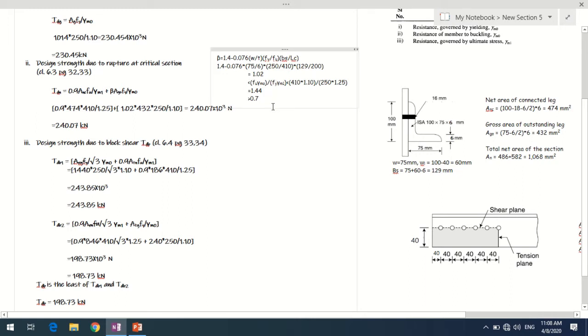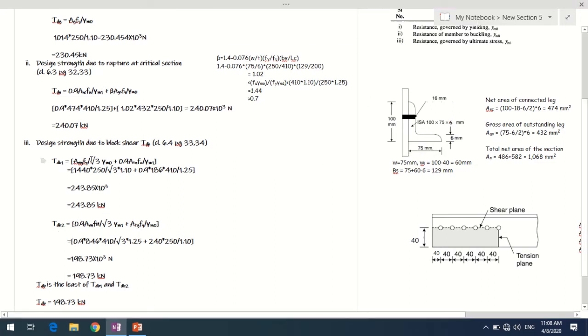If at all beta is exceeding these values, if it is going above 1.44, take it to be 1.44. If it is coming below 0.7, take that to be 0.7. So in this case, it is between 1.44 and 0.7, so I'll be taking the beta value obtained over here, 1.02. With that, when you substitute for all these values, Anc, Ag0, beta, Fy, Fu, and the factor of safety, you'll find that the rupture strength of this tension member is 240.07 kilonewtons. So that is the second criterion, the strength of the tension member due to rupture.